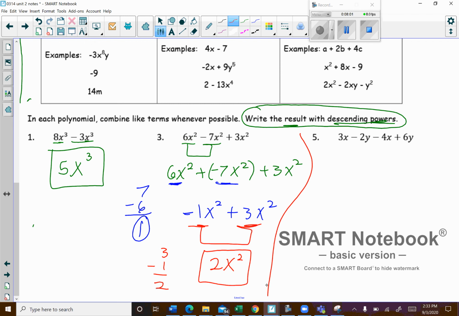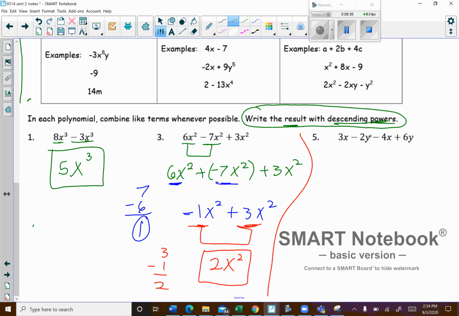Okay, my next example, we have 3x minus 2y minus 4x plus 6y. Now, what we can do here is we can use the commutative property, and we've done this in multiplication. Remember, 2 times 3 is the same thing as 3 times 2, right? The difference here is when you do the commutative property with addition, it's fine. It's not really that big of a deal. But when subtraction is involved, you have to make sure you move the sign with it, okay?